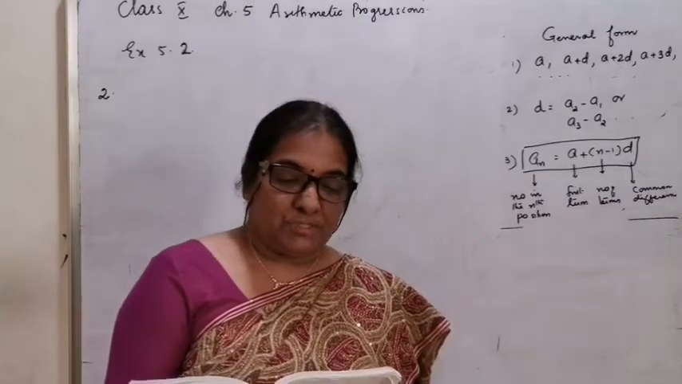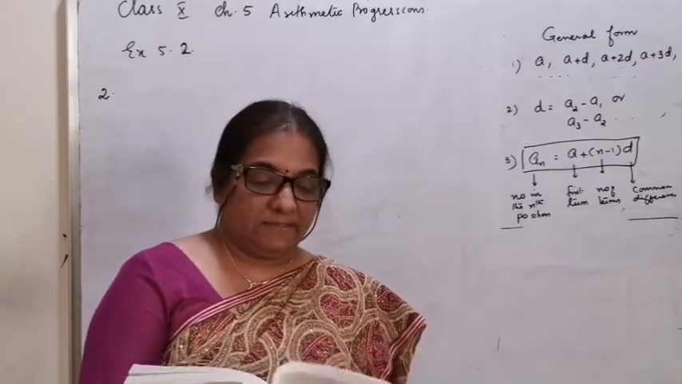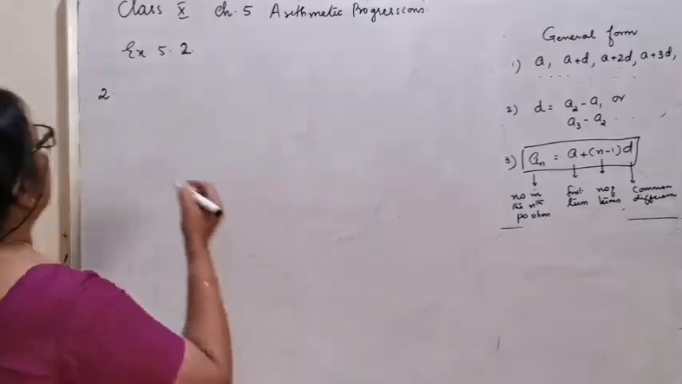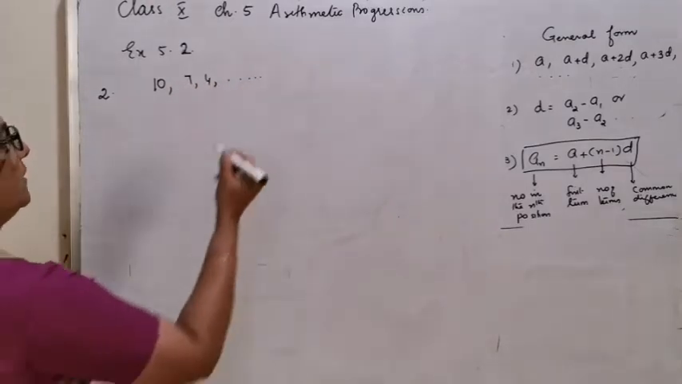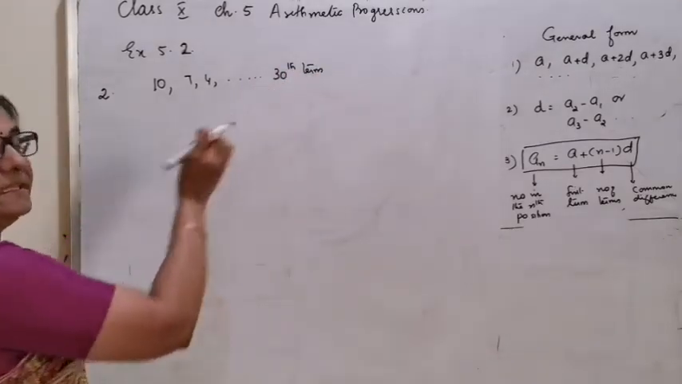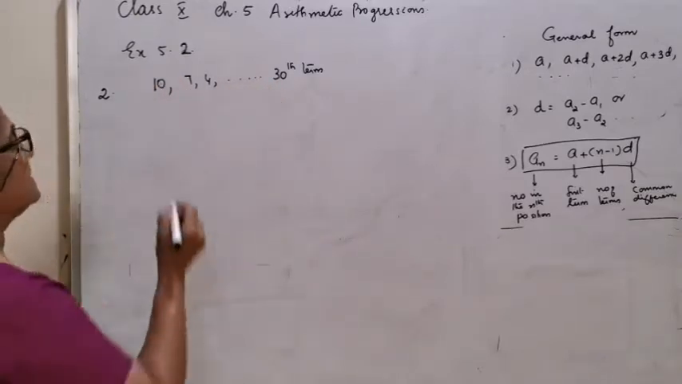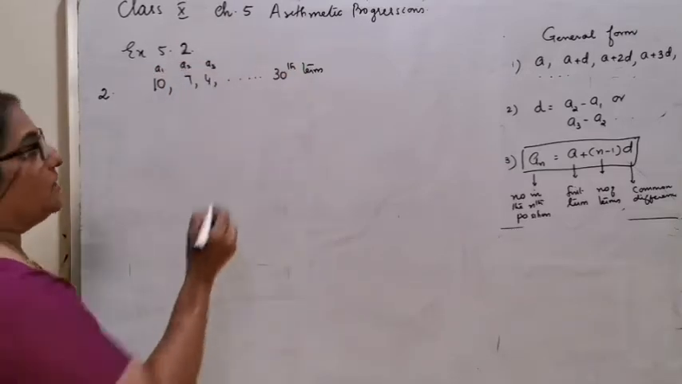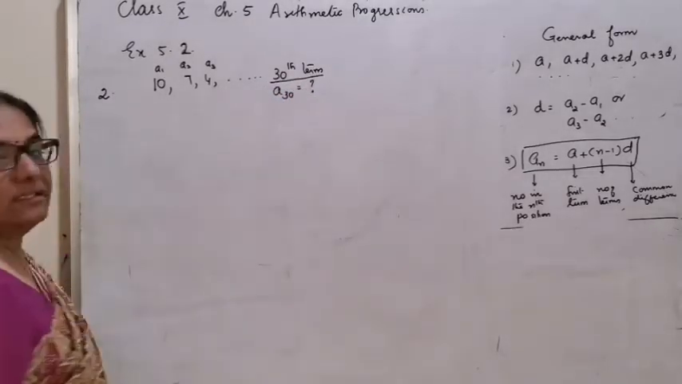Question number 2. Choose the correct answer from the following and justify. It is like finding the 30th term of an AP 10, 7, 4, etc. That means you are given an AP 10, 7, 4, etc., and you have to find the 30th term, the number in the 30th position. Whenever you get an AP like this, just mark it as a1, a2, a3, etc. You are asked to find the 30th term, which means you have to find a30.